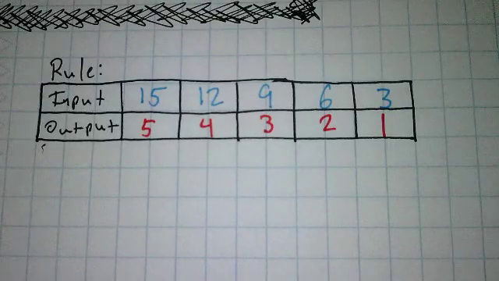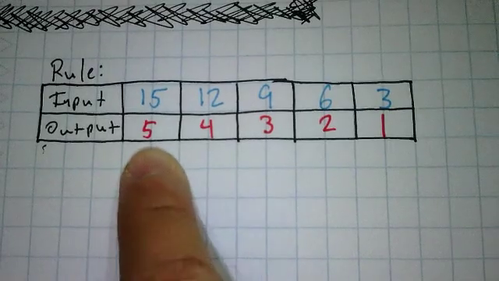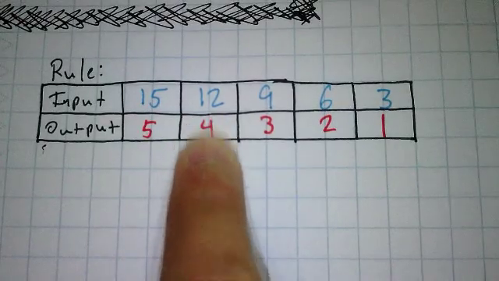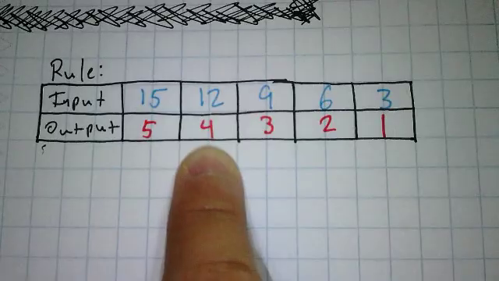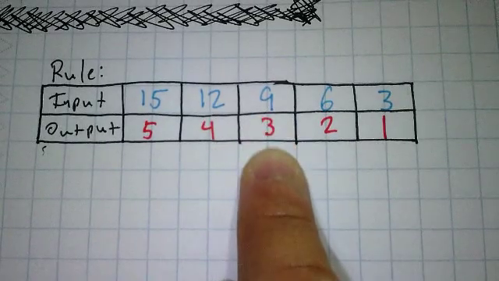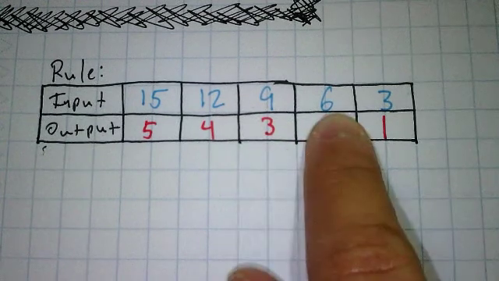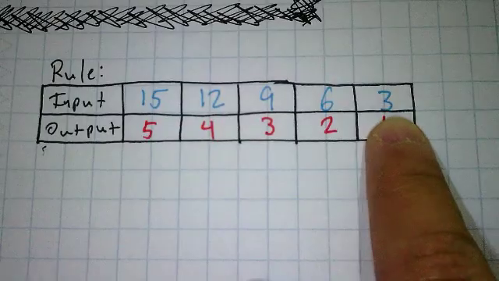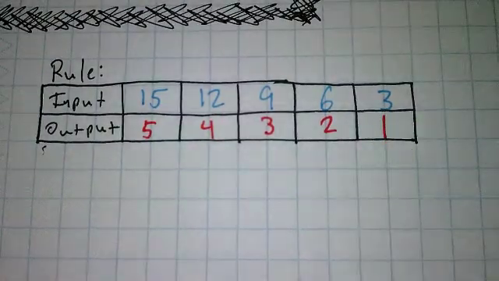Okay, so 15 divided by 3 is 5. Now let's try it on the next one. What's 12 divided by 3? 4. That does work. What's 9 divided by 3? 3. That works. What's 6 divided by 3? 2. That works. And what's 3 divided by 3? 1. So my rule here is divide by 3.